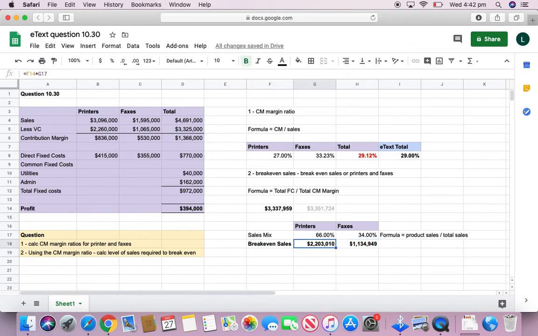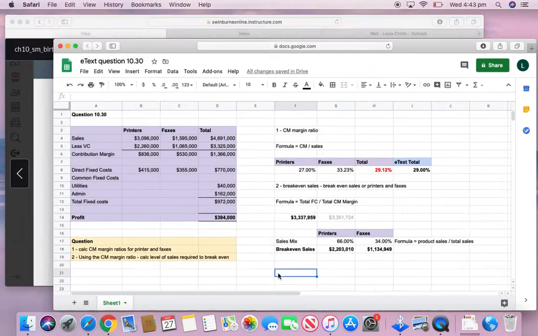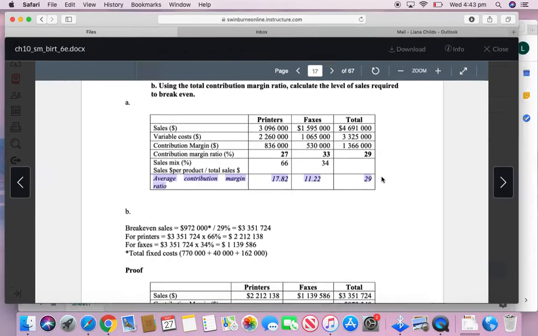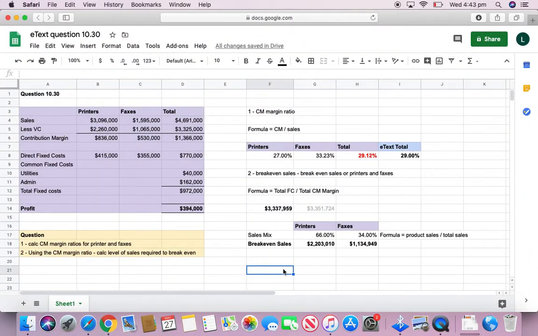Anyway, there's our answer here, break even sales. So that's it. That's all we need to calculate. We've answered your 2 things. We have up here, 1, your contribution margin ratio, and 2, our break even sales broken down by printers and faxes. Now in the eText questions over here, you can see it's got these funny numbers. How on earth do we calculate that? It took me a while to figure out. You don't need to calculate it for the purpose of this question, but I thought I might just calculate it for you.